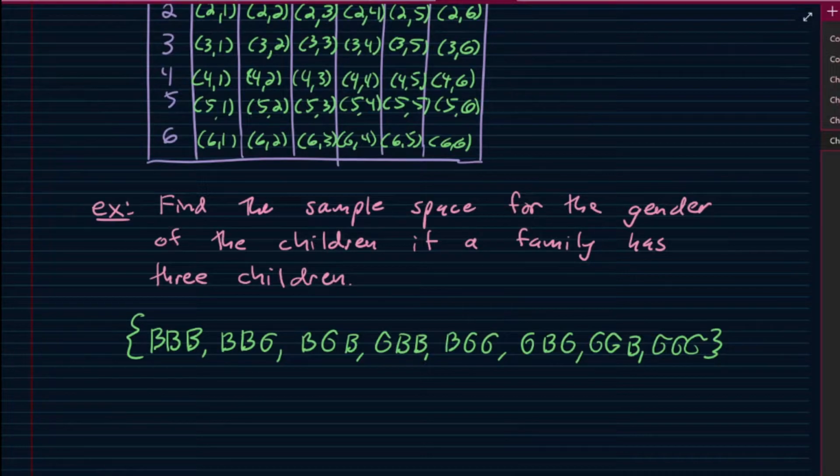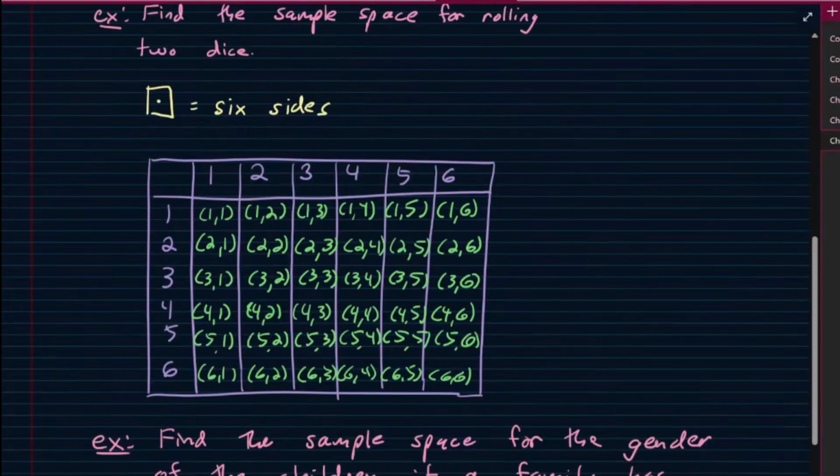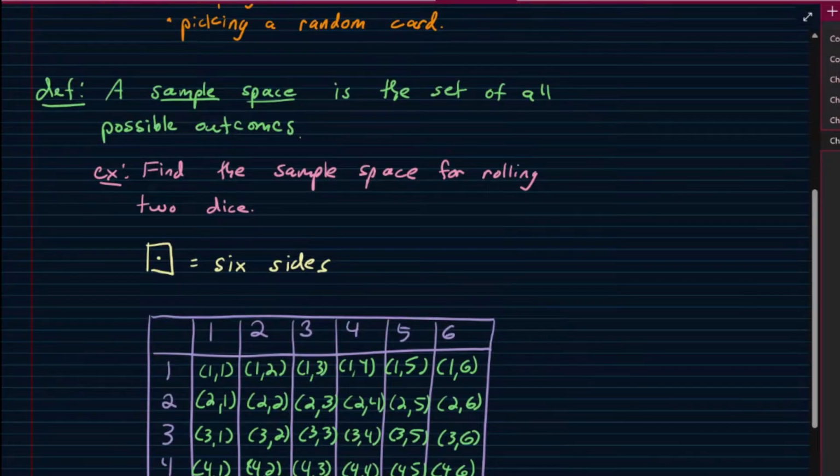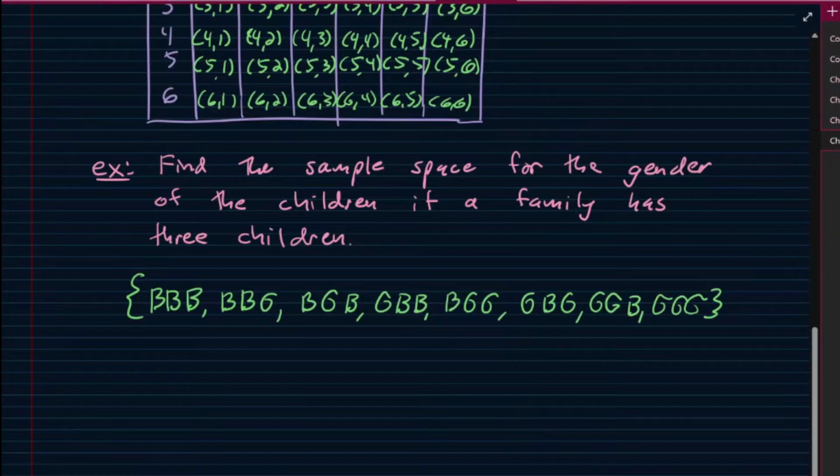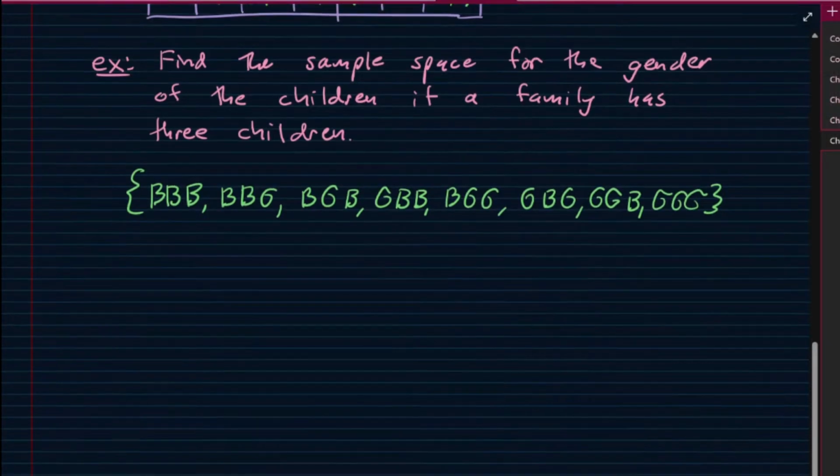So when there's more than 2 events in a probability experiment, like in the first example we did where we're rolling 2 dice, that's 2 events. And for 2 events, it's good to draw a graph like this. But for 3 or more events, like in this one, where we're looking at the gender when it's 3 kids, that's more than 2 events. In that case, it can also be really helpful to use a tree diagram.